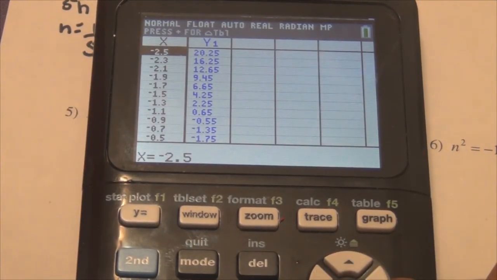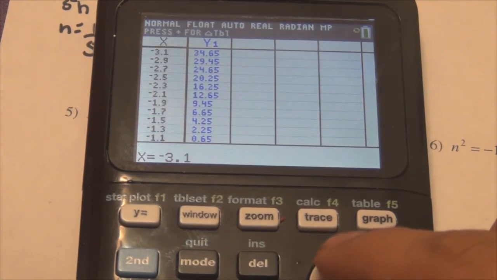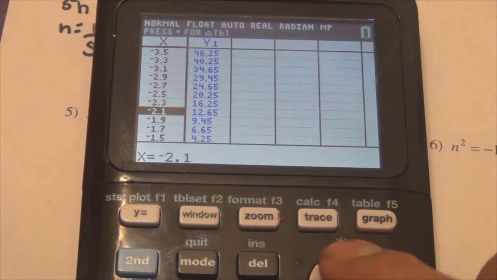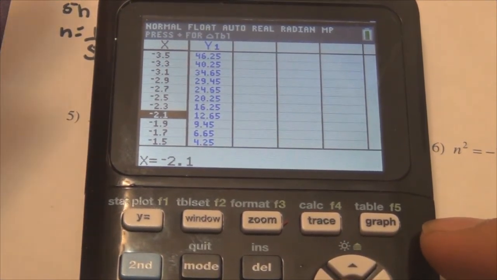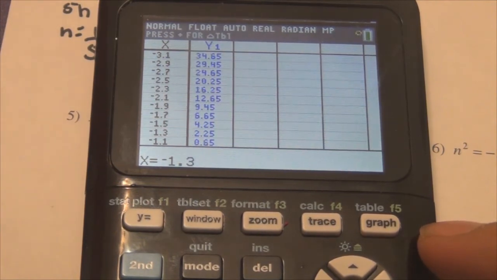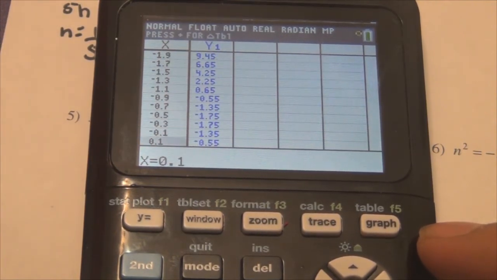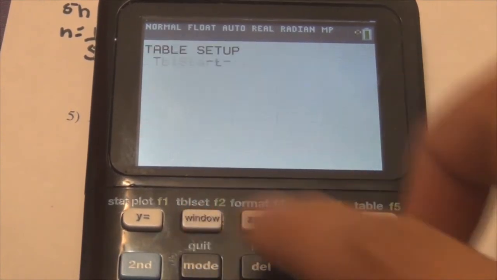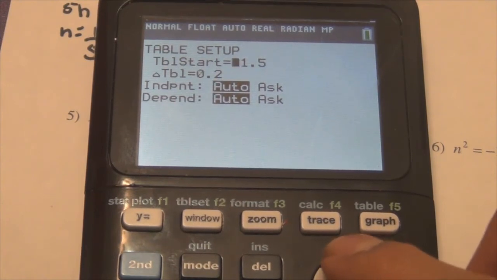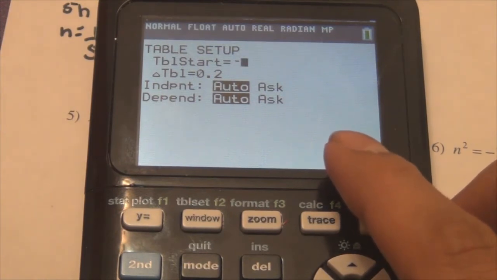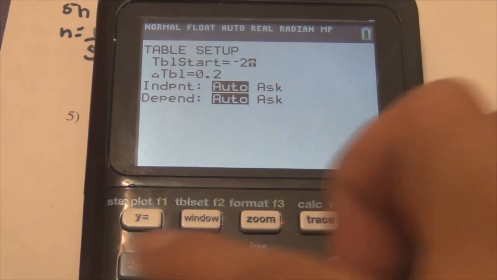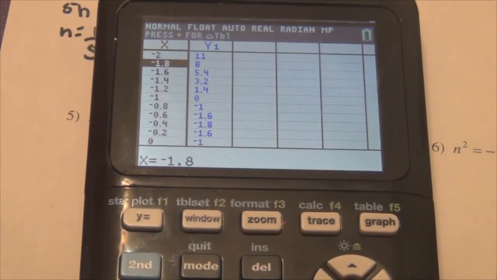So let us go on to y equals 0. So let's see now, negative 2.1. Okay, wait, why does it go? You know what, let me set it up again, and this time I'm going to ask it for table start at negative 2. Okay, now this should work. Second table. Okay, I should have 0.2 here.